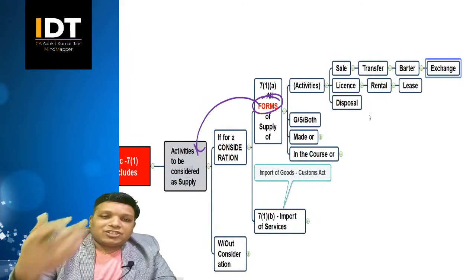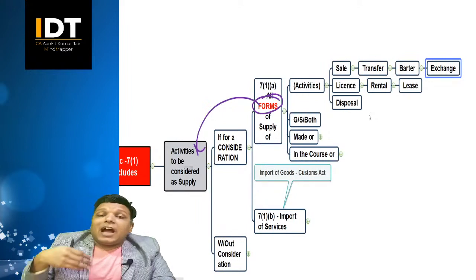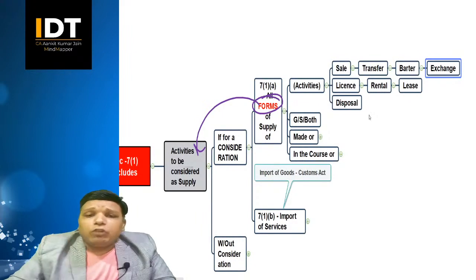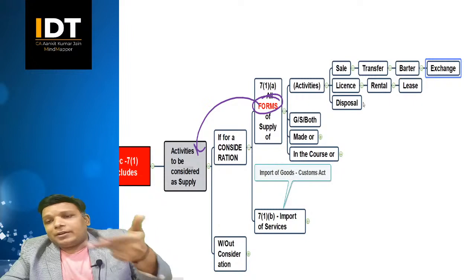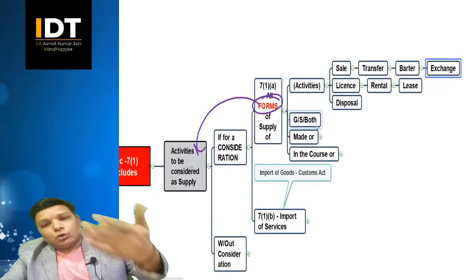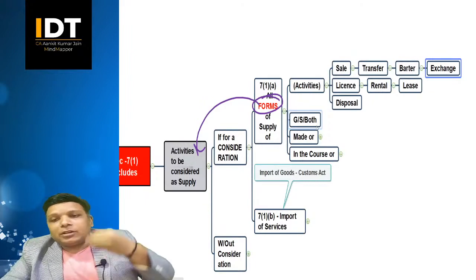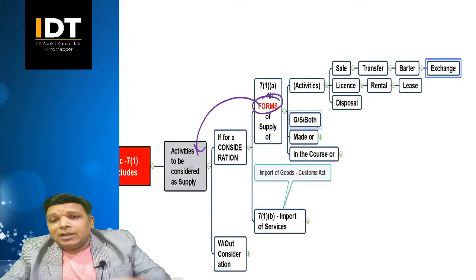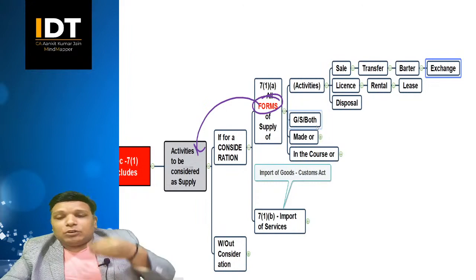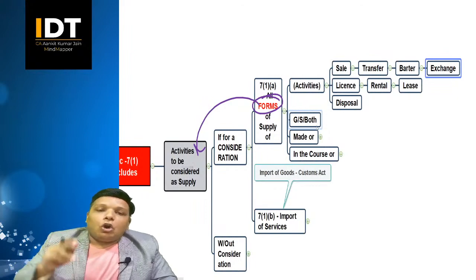These are all actionable words, right? I'm selling something, I'm transferring something, I'm bartering something, I'm exchanging something, I'm giving a license for something, renting something, leasing something, disposing something, correct? So all forms of activities, which can be sale, transfer, barter, exchange, license, rental, lease or disposal of goods and services or both. That can be either goods, services or both. That means I have some goods which I have either sold, transferred, or bartered. I have some service which I have exchanged or licensed. I have goods for which I have given rental, and certain goods for which I have given lease. That means any of the activities which I do on these goods and services, correct?